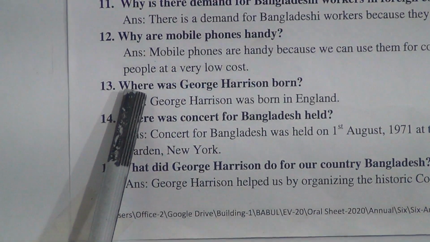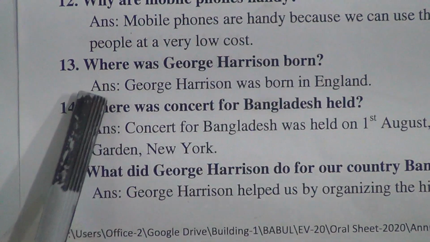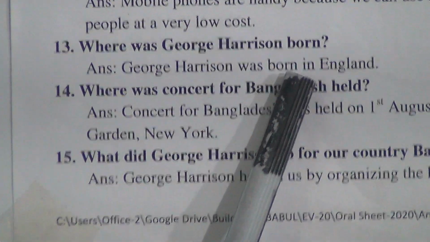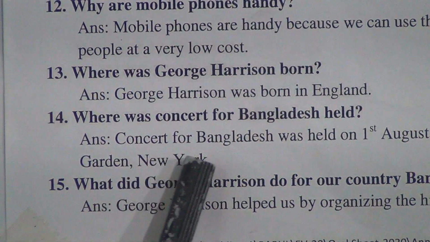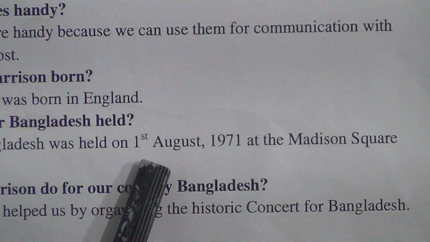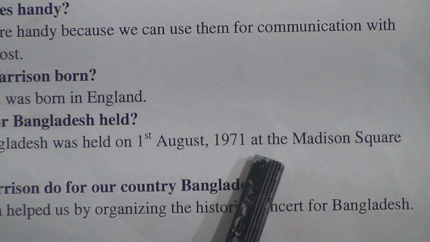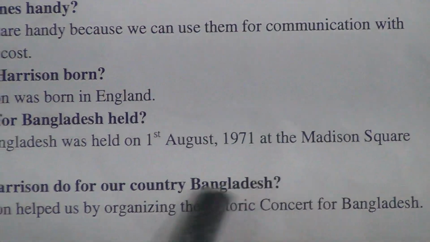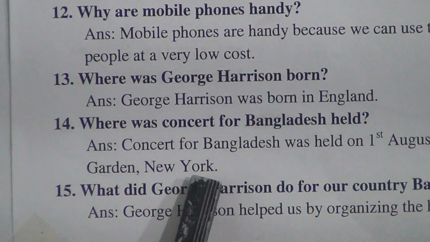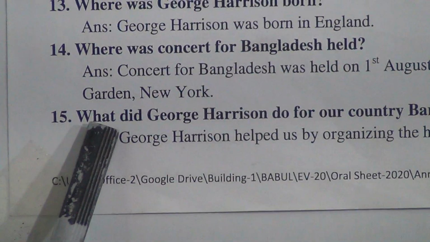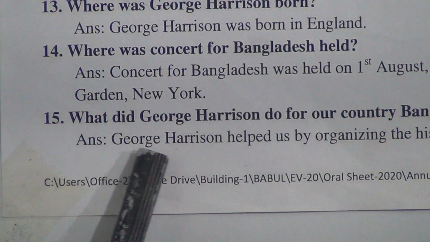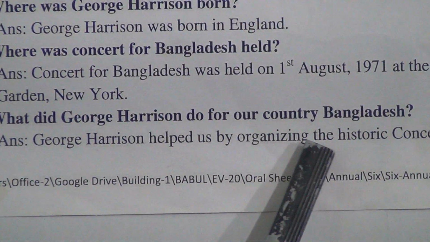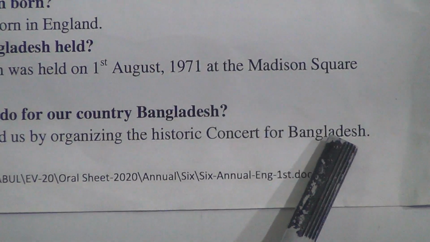Number 13, where was George Harrison born? Answer: George Harrison was born in England. 14, where was the Concert for Bangladesh held? Answer: the Concert for Bangladesh was held on 1st August 1971 at Madison Square Garden, New York. 15, what did George Harrison do for our country, Bangladesh? Answer: George Harrison helped us by organizing the historic Concert for Bangladesh.